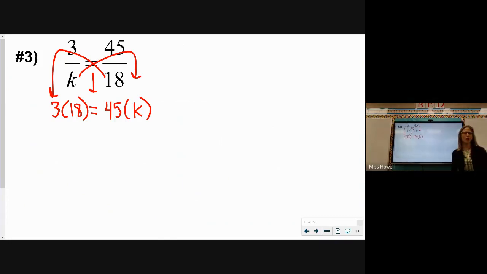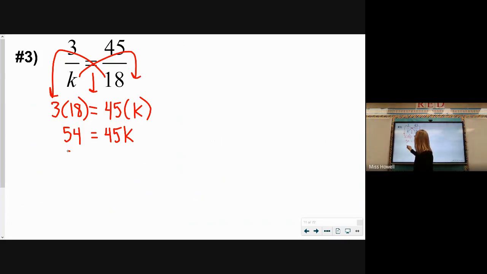All right, we've done our cross part. Let's find our product. So 3 times 18 would give us 54. And 45 times k would just give us 45k. All right, we have a one-step from here. We need to get rid of a times by 45 by dividing both sides by 45.